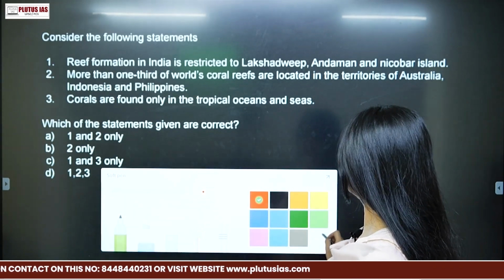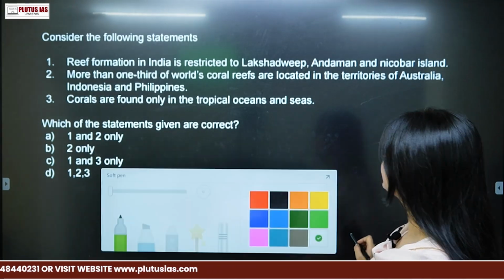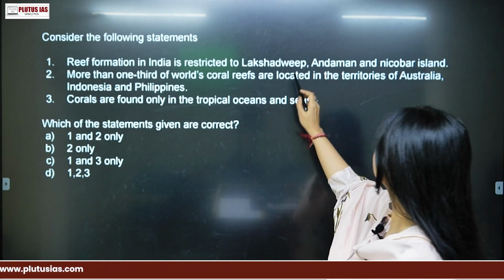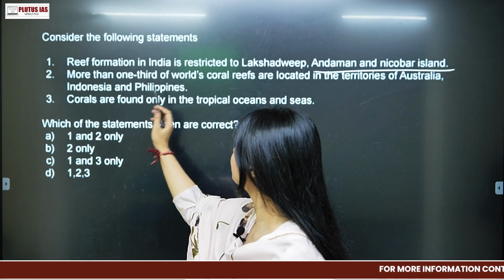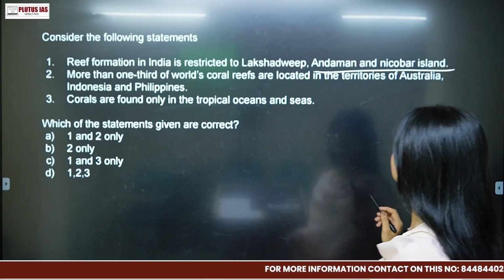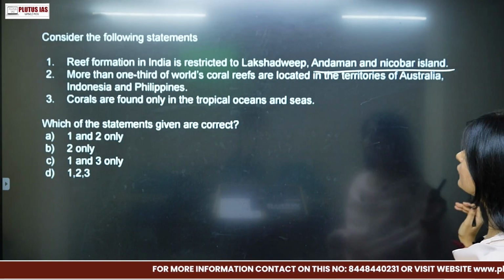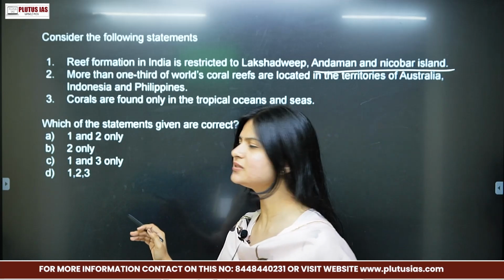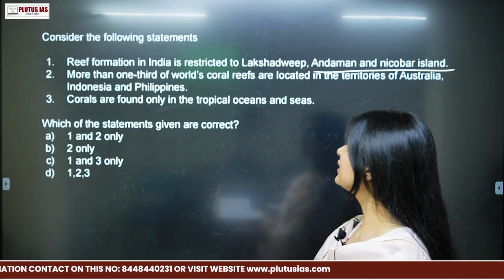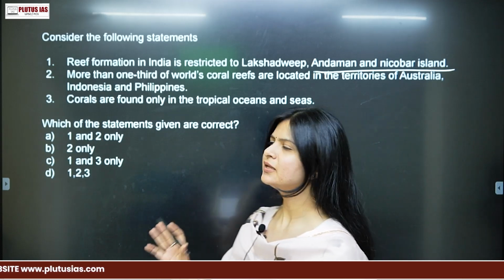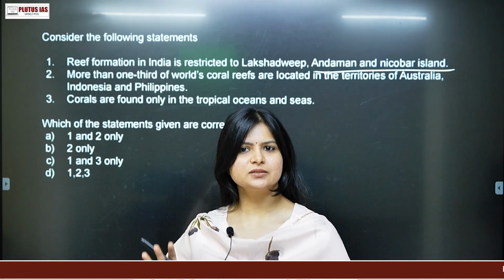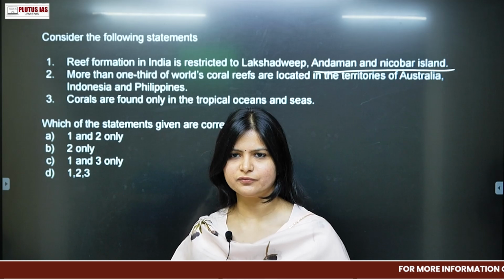The first statement says the reef formation in India is restricted to Lakshadweep, Andaman and Nicobar Islands. The second is that more than 1/3 of the world's coral reefs are located in the territories of Australia, Indonesia, Philippines. The third says the corals are found in the tropical oceans and seas only. Which of the following are correct? First, understand what a coral reef is, right?